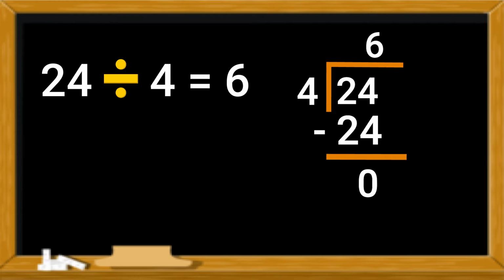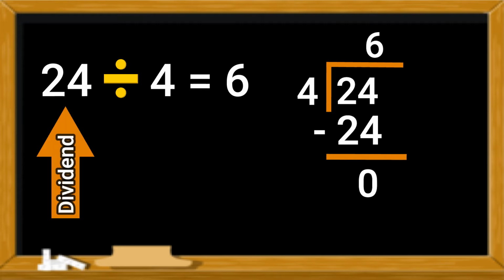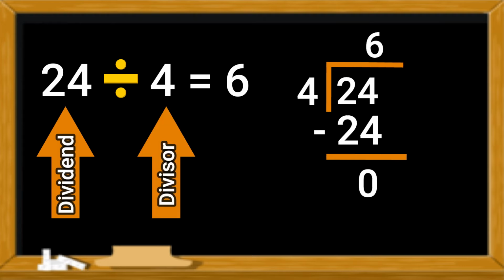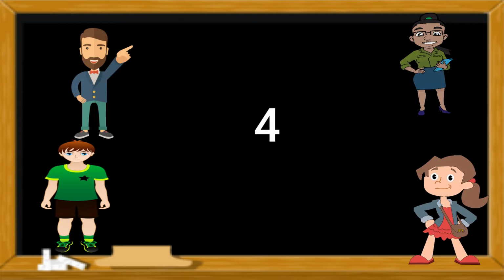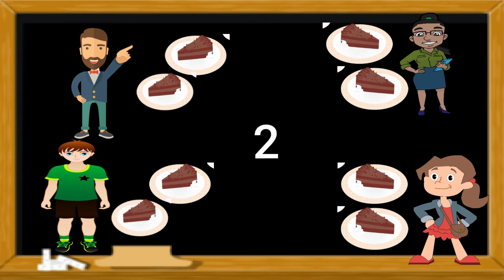Class, there are also three names for each part of the division problem. The number you are dividing is called the dividend. The number you are dividing by is the divisor. The resulting number is the quotient. For example, if you want to divide a cake with 8 slices between 4 people, 8 is the dividend, 4 is the divisor, and the number of slices each person gets, 2, is the quotient.